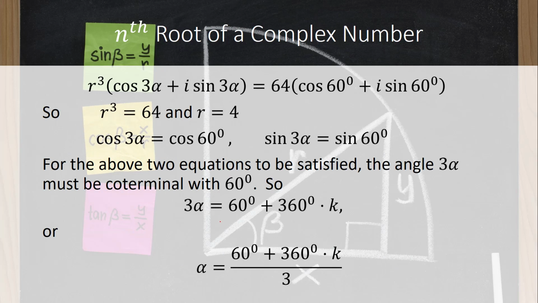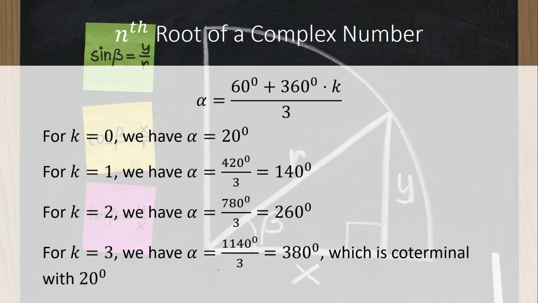Well, these two equations can only be satisfied when 3 alpha is equal to 60 degrees or any angle that is coterminal with 60 degrees, which is why we have the k here. So if that's the case, solving for alpha, alpha has to satisfy this equation for integer values of k. So let's take a look at certain integer values of k and see what we get. First one will be the trivial one. It's just k equal to 0. Then alpha is 20. Okay, so that's going to be one of the solutions.